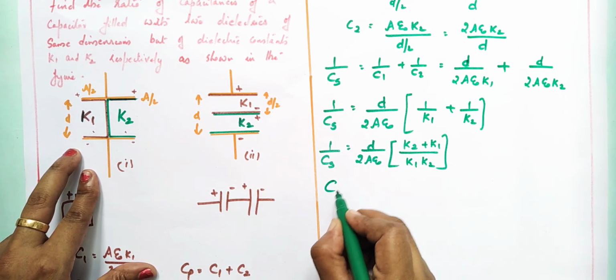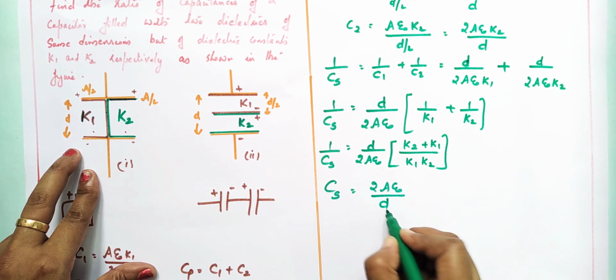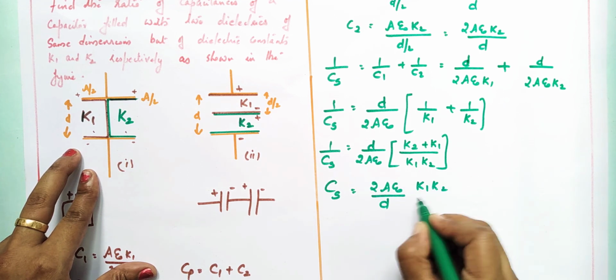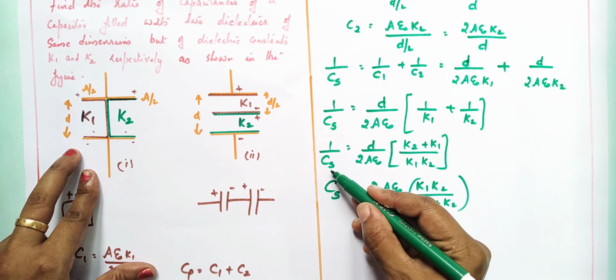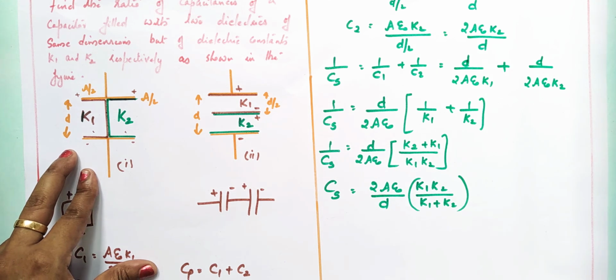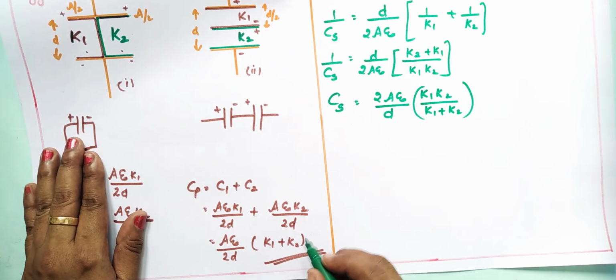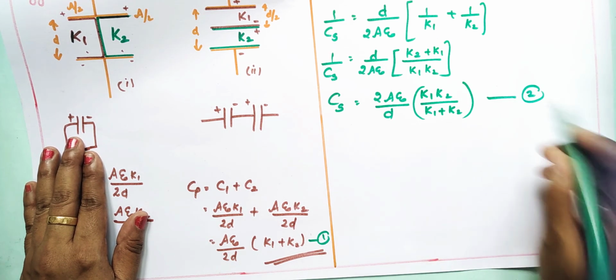So what is the equivalent capacitance? Taking the reciprocal, Cs equals 2A epsilon 0 divided by D into K1 K2 divided by K1 plus K2. So Cs equals 2A epsilon 0 into K1 K2 divided by D into K1 plus K2. So this is the first equation, and this becomes the second one.